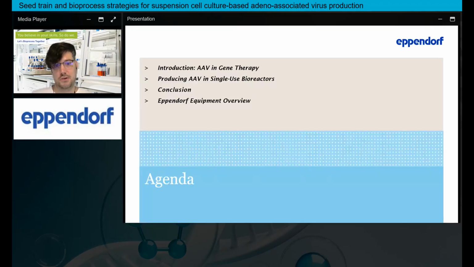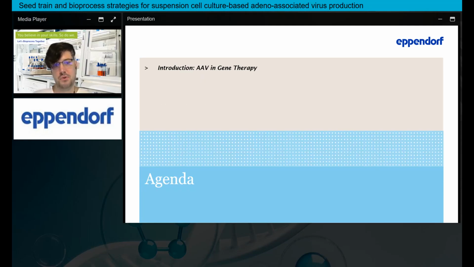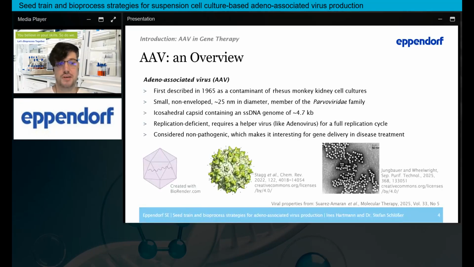Let's first take a quick look at our agenda today. We will start with a little introduction on how AAVs are used in gene therapy. Then we will have a look at the work from our application specialists, where they were producing AAVs in single-use bioreactors. During this part, Ines and I will give a little insight into strategies for seed trains. And after the conclusion, we will have a little look at the Eppendorf equipment that was used, together with Christian. So without further ado, let's start with the introduction.